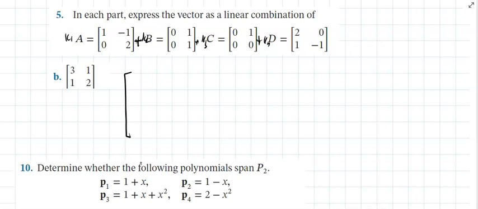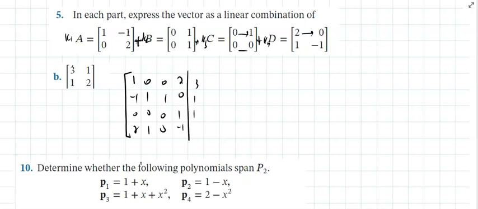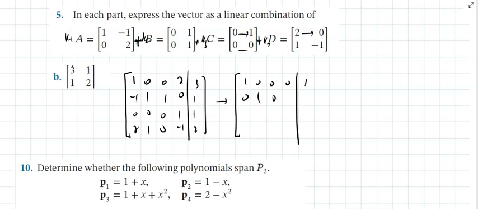K sub 4, and K1 is going to end up being 1, negative 1, 0, 2, 0, 1, 0, 1, 0, 1, 0, 0, and 2, 0, 1, negative 1, and that's going to equal 3, 1, 1, 2, and see if I can solve that. And again, here it turns out to work out really smoothly. It turns out to be all ones. And again, you can do that in a calculator, which means multiply this by 1, this by 1.